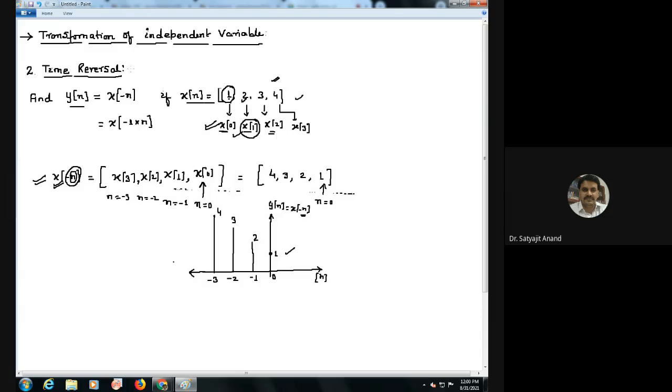So this is called time reversal, meaning about this imaginary axis, this whole sample is copied to the other side. So whenever you have y[n] equal to x[-n], this is called time reversal. So this is what you have as transformation of the independent variable, that is time reversal.